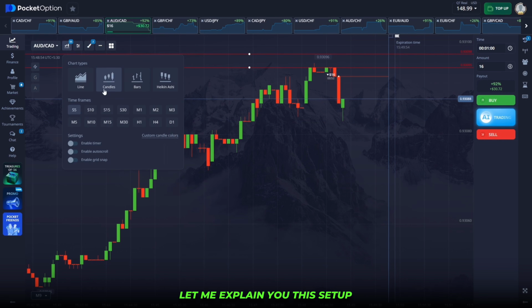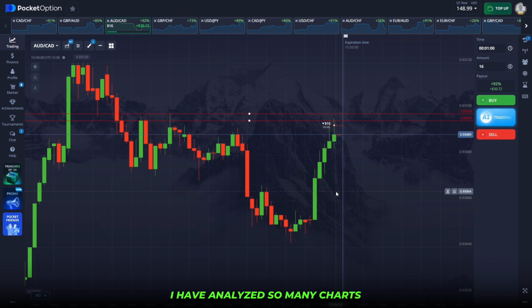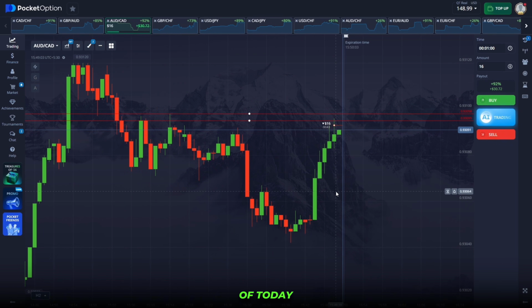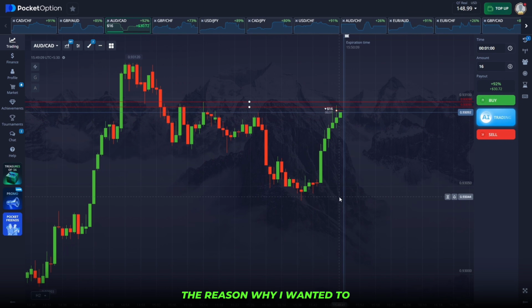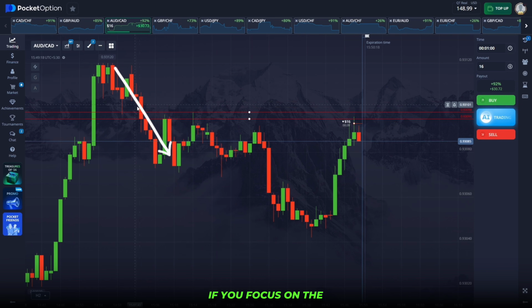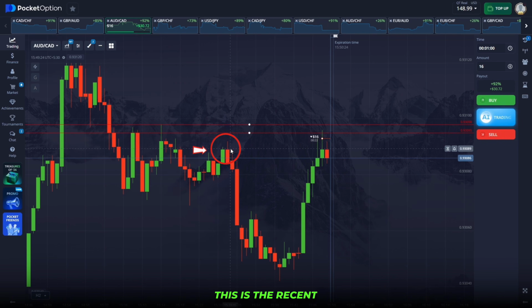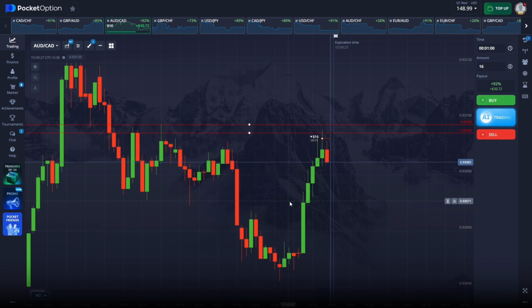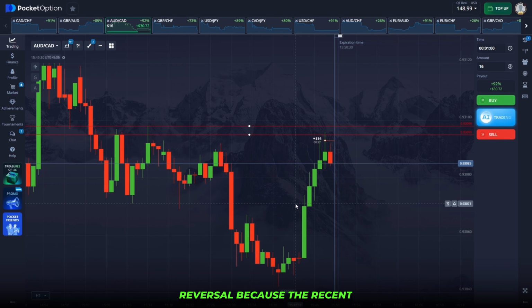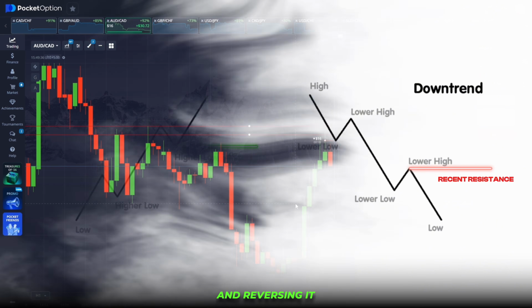Let me explain this setup. I was waiting for this opportunity for a very long time. I have analyzed so many charts, but no opportunities as of today. I'm not able to find a particularly good opportunity. The reason I wanted to use this zone for a reversal trade is because it's the recent resistance. If you focus on the price action here, it's a downtrend market, and in this downtrend, this is the recent resistance zone. I'm interested in using this zone for a reversal trade because the recent support or resistance are very good in holding the price and reversing it.